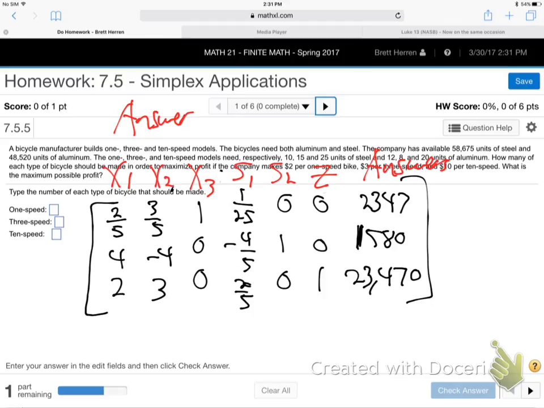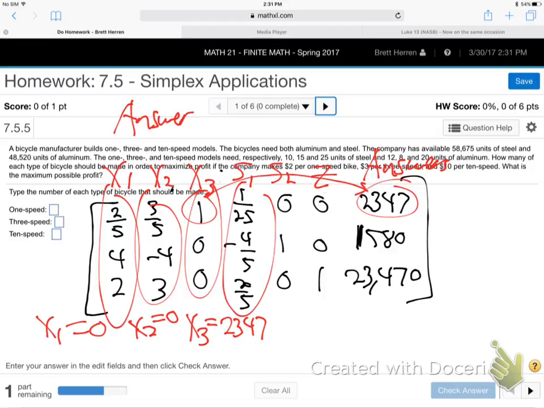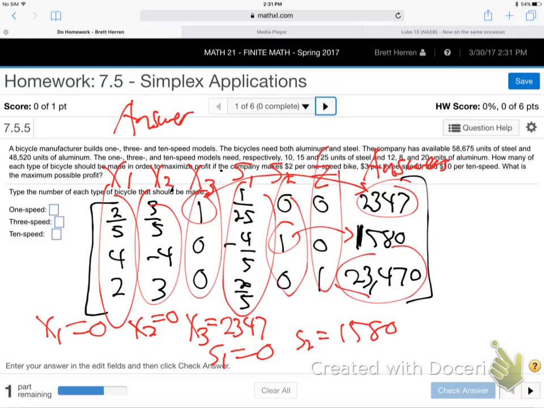So what does that mean then? What is X1? 0. Remember, if it's not all zeros and a 1, then that letter equals 0. Look at X2. 0. Look at X3. So the ones here, you go there, 2347. Wherever the 1 is, that's where you go to the answer. Okay, what about S1? 0. How about S2? It's in the middle. Go there. S2 is 1580. And Z is always this lower corner.